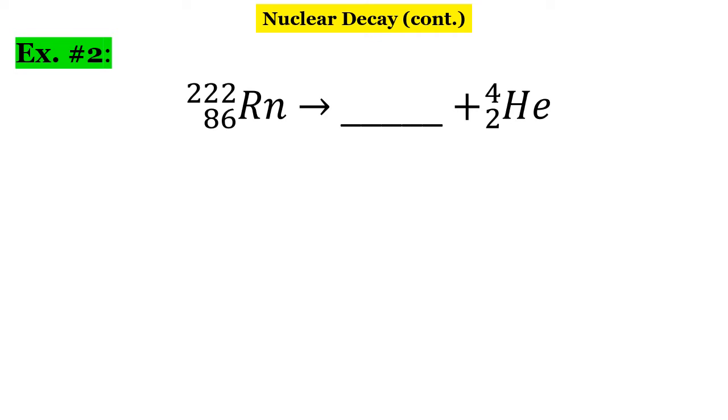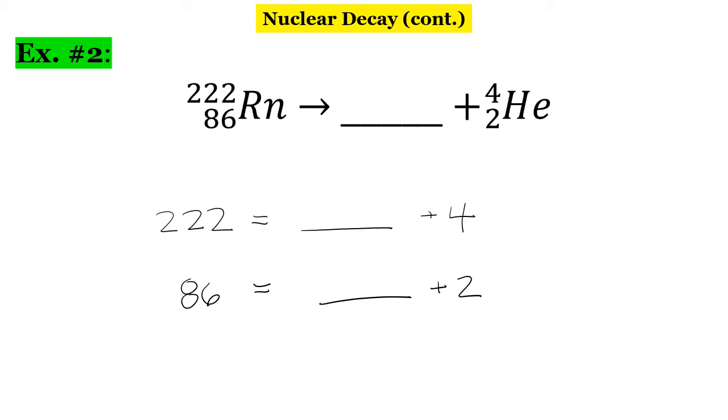Here's another example. Same thing, we can break this into 2 steps. On the reactant side, we have 222 equals blank plus 4. And then we have 86 equals blank plus 2. So blank plus 4 equals 222. Well, that's going to be 218. And then 2 plus blank equals 86. That's going to be 84. Again, we go to our periodic table and we look this up. This is going to be polonium, Po. 84 is going to go down here. And then 218 will go up here.